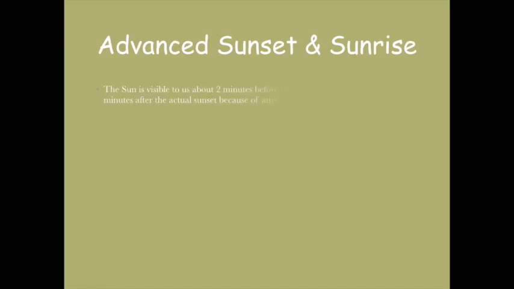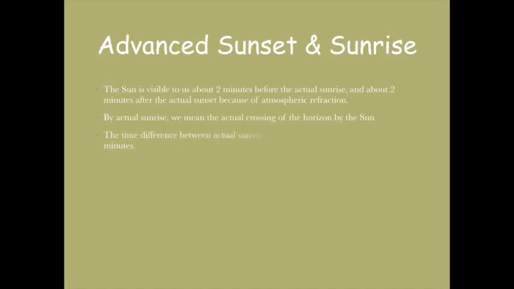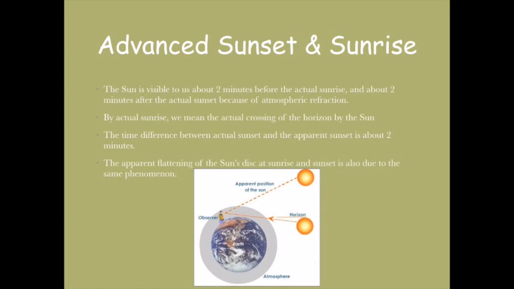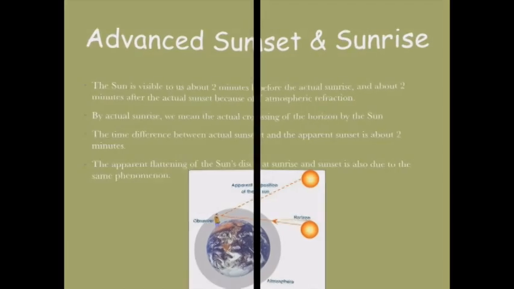Similarly, we have another phenomenon of advanced sunrise and delayed sunset, which means that the sun is visible to us about 2 minutes before the actual sunrise and 2 minutes after the actual sunset. By actual sunrise, we mean the actual crossing of the horizon by the sun, right? The time difference is about 2 minutes, okay? The diagram below shows how this phenomenon occurs. This is because of the atmosphere and its varying refractive index.